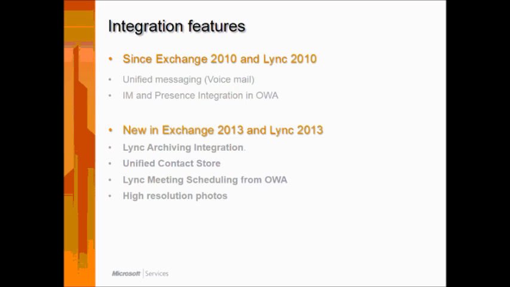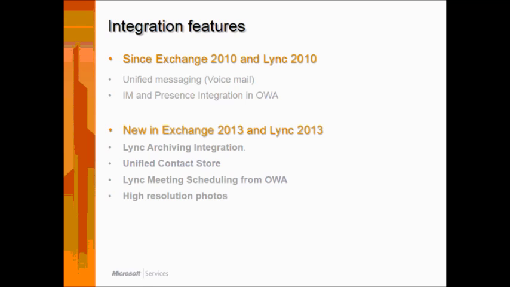So from the received message, you can see the presence for the recipients or in your message, and you can immediately start an IM conversation or Lync meeting directly from Outlook. It will call the Lync client on your machine and establish an IM conversation directly with this user.